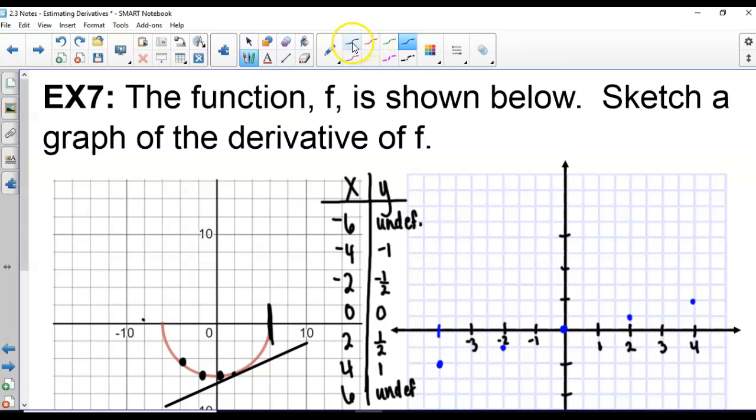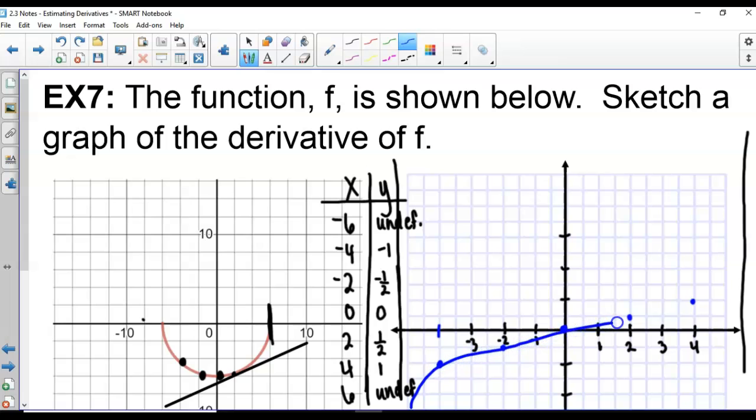And then by the time we get over here to 6, and over here to -6, our graph has a slope that's undefined, so that is probably where we're going to have vertical asymptotes. So the graph would look maybe something like this.